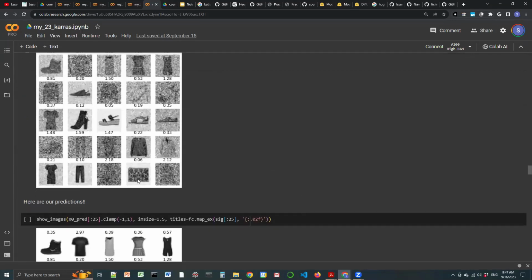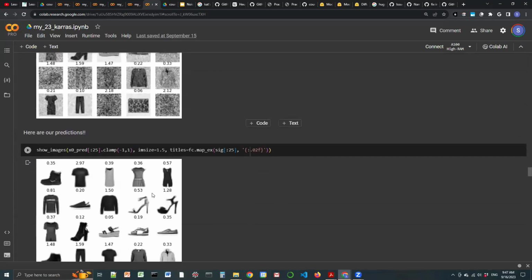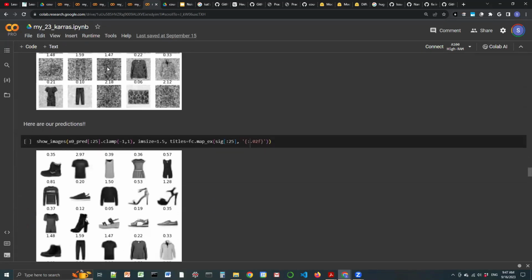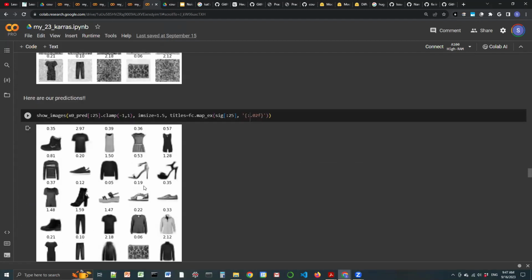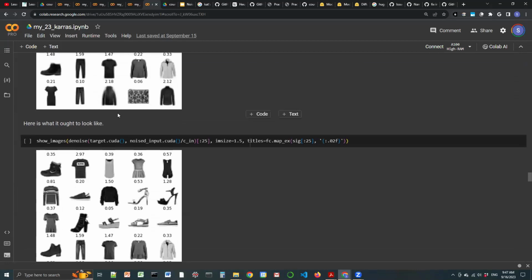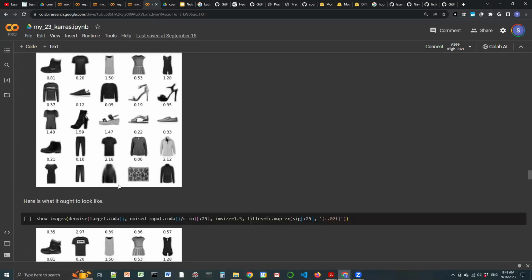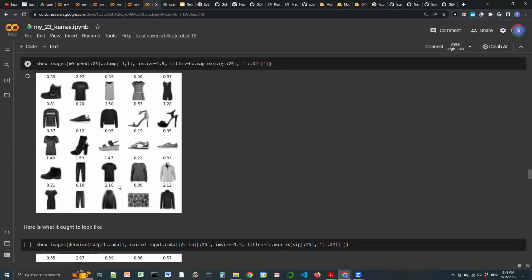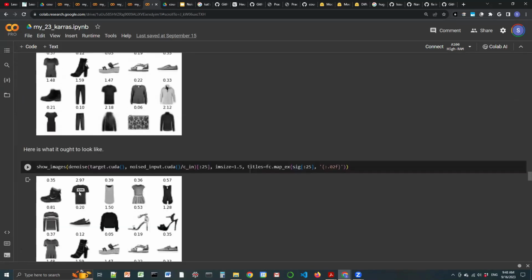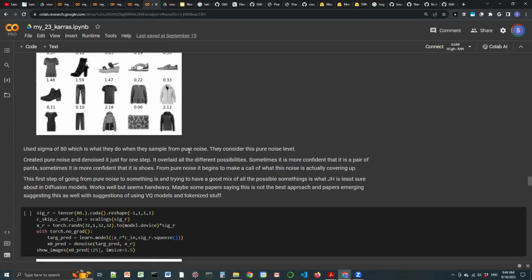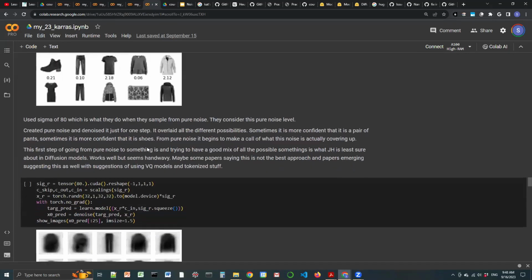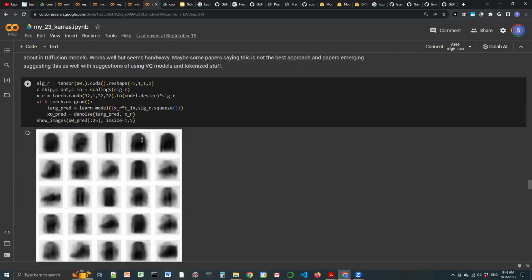And here, unlike in the previous notebook, you can see the matching that happens. Like you can see 0.05, and you can see that 0.05 guy. You can see 0.19, you see the 0.19. So the predictions are pretty good, and when you compare the predictions to what it ought to look like, they look pretty close. Of course, there's something missing here, but still pretty close. So the sigma of 80, which is what they use when they sample full noise, they consider the pure noise level. Now, in the interest of time, I'm going to jump through some things.